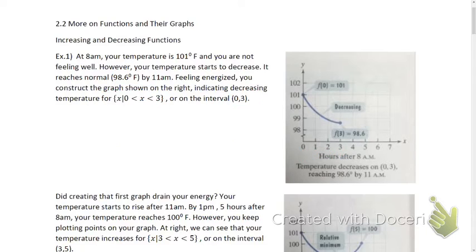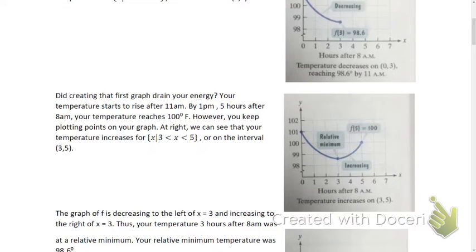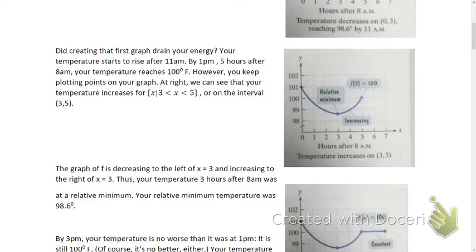As you read on, this person's temperature starts to rise at 11 o'clock. So at 11 o'clock, that's at 3 hours, right at this spot, temperature starts to rise. So we would say this person's temperature is increasing from the 3rd hour up to the 5th hour. Or like I said, you can write it like that.